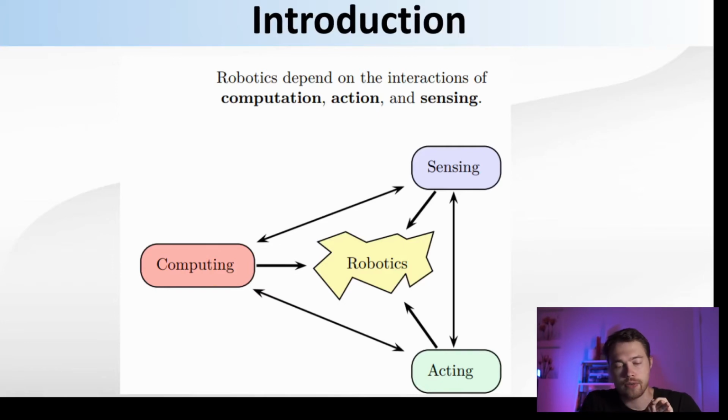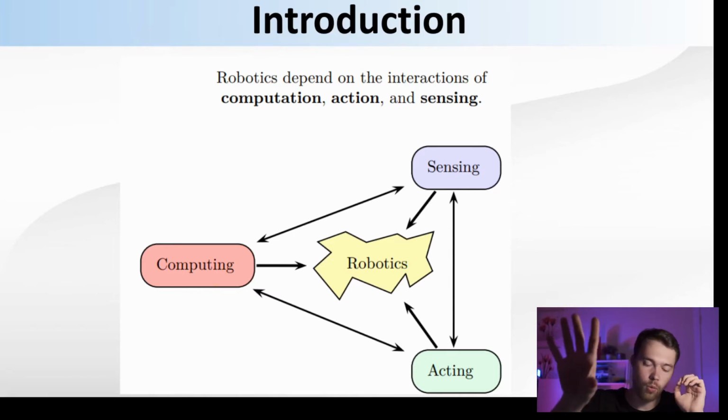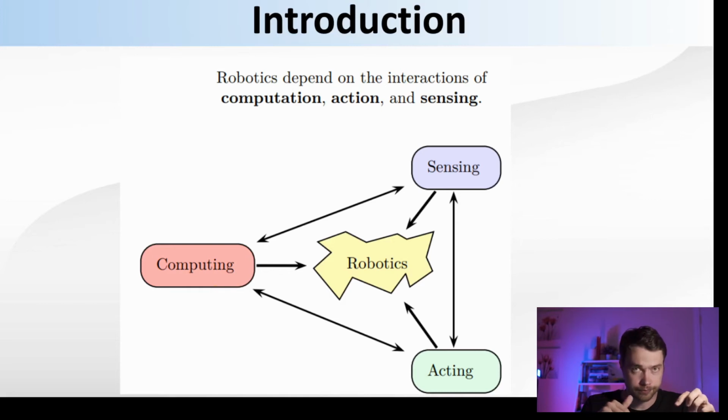Robotics depends on the interactions of computation, action, and sensing, right? So first you sense something from the world. Let's say you're running into a wall, you sense that wall, and then you compute your action. According to some algorithm, when you see a wall, what should you do? Should you go left? Should you go right? Should you turn around? Should you turn 45 degrees in some direction and then sense the wall again? So you need to sense something, compute the next action, and then perform that action: move, turn, go, drive, something like that.